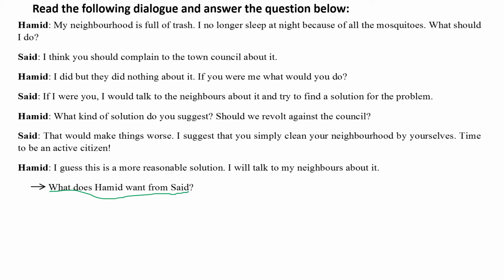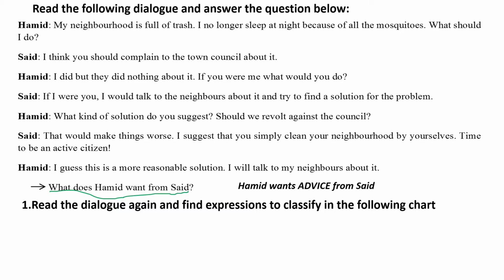The answer in simple terms is Hamid wants advice from Saeed. Now, you'll have to read the dialogue again and find the expressions to classify in the following chart. This is the chart. It's classified into two columns. The first one to ask for advice, second one to give advice. Again, you can take a minute and find the expressions in the dialogue.